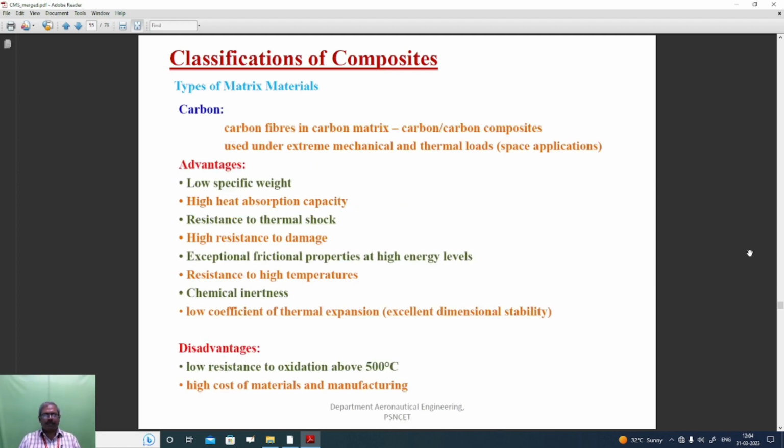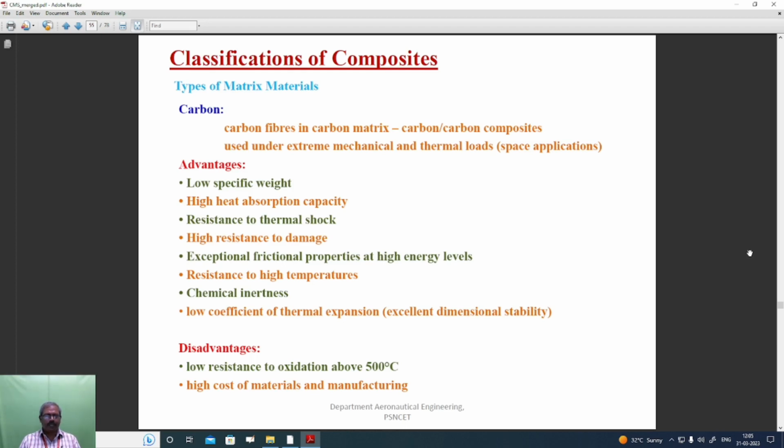Then carbon matrix composites. Carbon fibers in a carbon matrix are used in carbon-carbon composites. They are used under extreme mechanical and thermal loads for space applications. The advantages of carbon matrix composites are low specific weight and high heat absorption capacity. They have resistance to thermal shock and high resistance to damage. They have exceptional frictional properties at high energy levels.